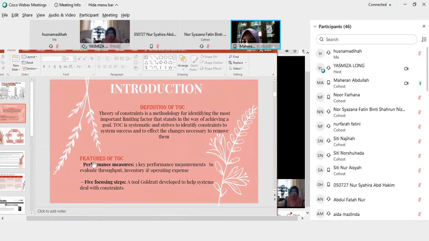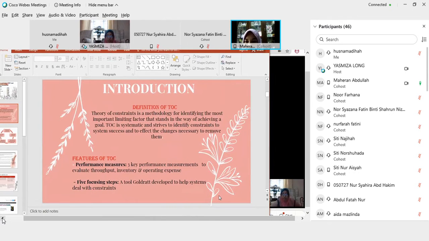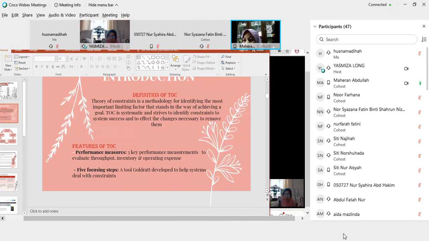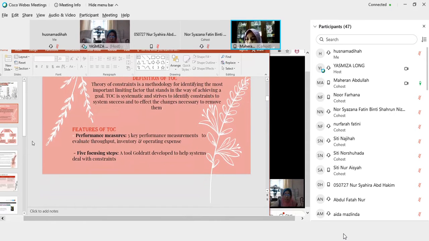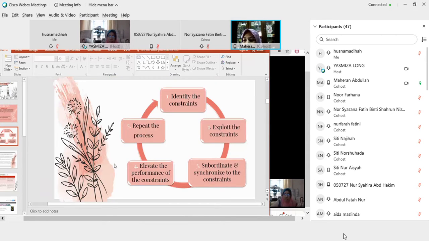So the next is features of TOC. The first one is performance measures. There are three key performance measurements to evaluate: throughput, inventory, and operating expense. The next is the 5 focusing steps. There are 5 steps: identify the constraints, exploit the constraints, subordinate and synchronize to the constraints, elevate the performance of constraints, and repeat the process.